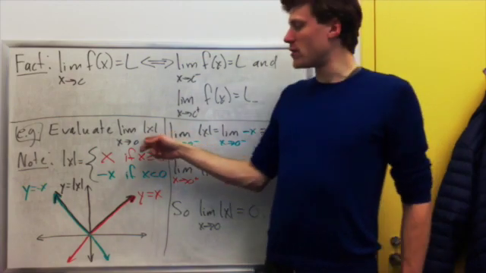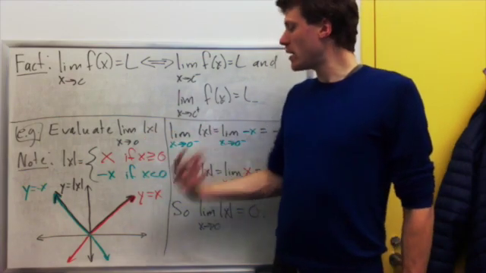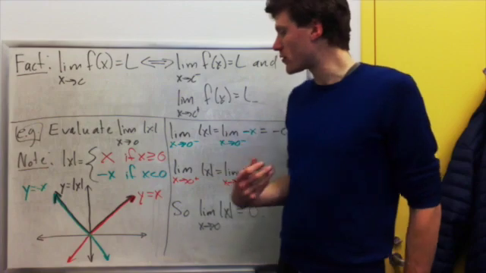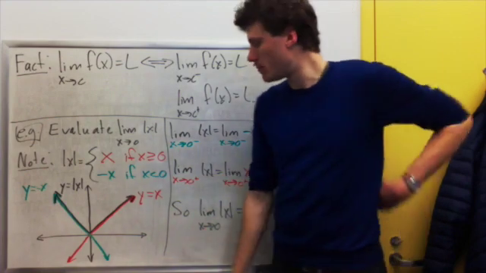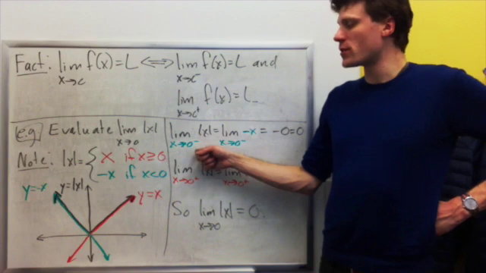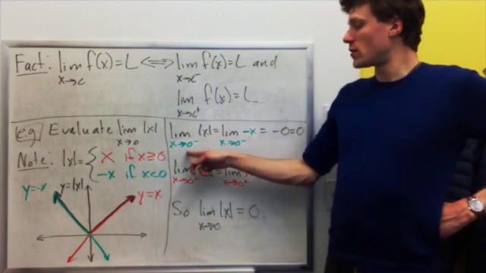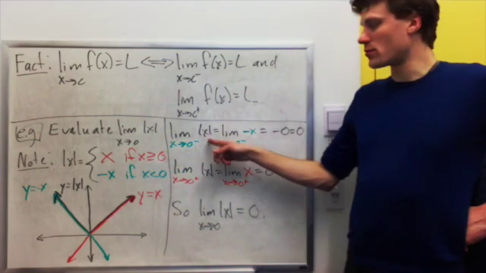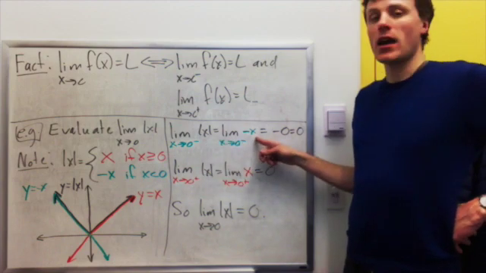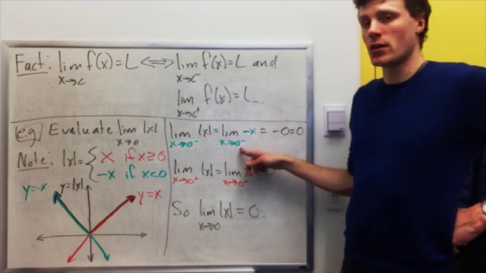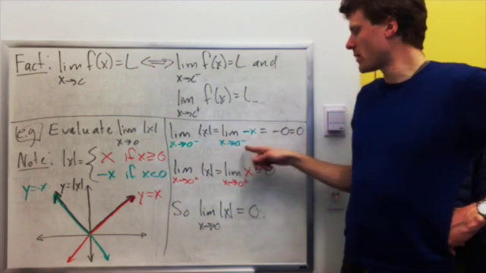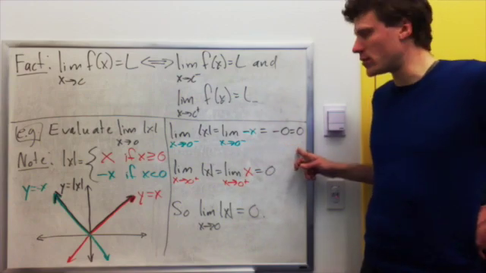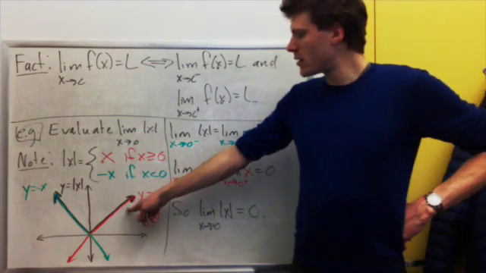So, to evaluate the limit as x approaches 0 of the absolute value of x, we can replace the absolute value with one or the other of these expressions, depending on which way we're approaching 0. So first of all, if we approach 0 from the left, then x is taking on negative values. So the absolute value is equal to negative x. So we can replace the absolute value of x with negative x, and then we can just plug in 0. All of our limit laws hold for one-sided limits. So the limit as x goes to 0 from the left of negative x is negative 0, which is the same as 0.